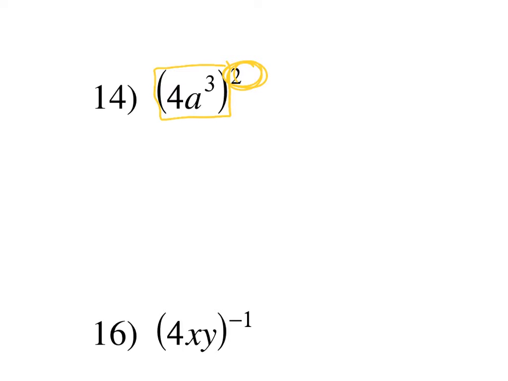Twice. Let's expand it. 4, 1, 2, 3. That's the first time it's showing up. 4, 1, 2, 3. That's the second time it's showing up. It's 4a cubed squared, happening twice. Well, then the rules still apply. 4 times 4 is 16. And a's, I count them up, there's 6 of them.